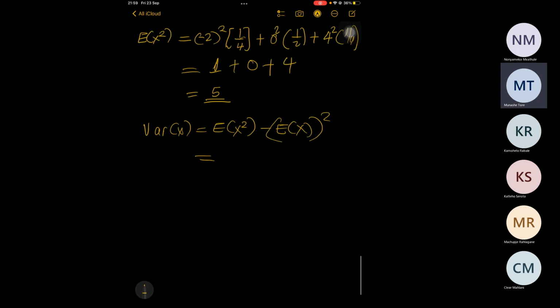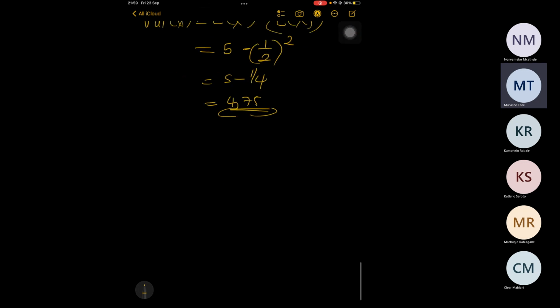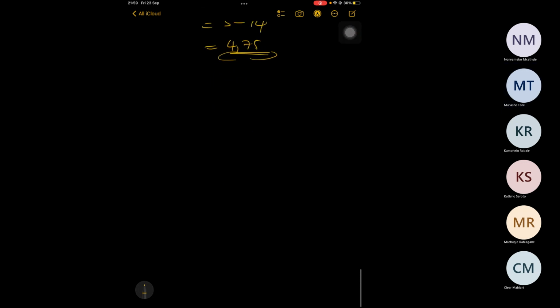Sorry. It's going to be E of x squared, which is 5, minus, what's our E of x? 1 over 2, squared. So it's going to be 5 minus, what's 1 over 2 squared? It's 1 over 4. So 5 minus 1 over 4 is going to be 4.75. That's how you get the variance. Any questions?